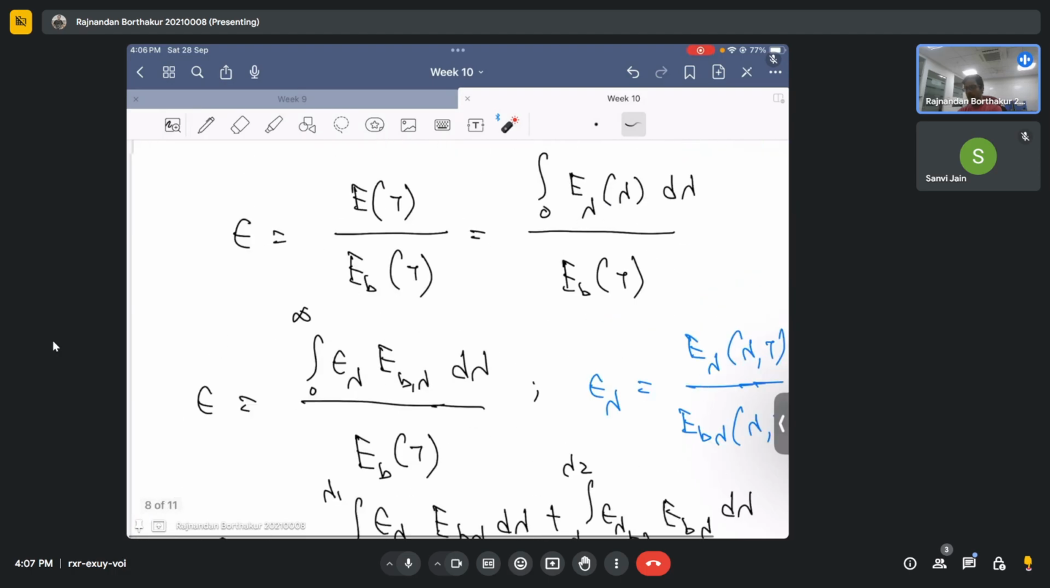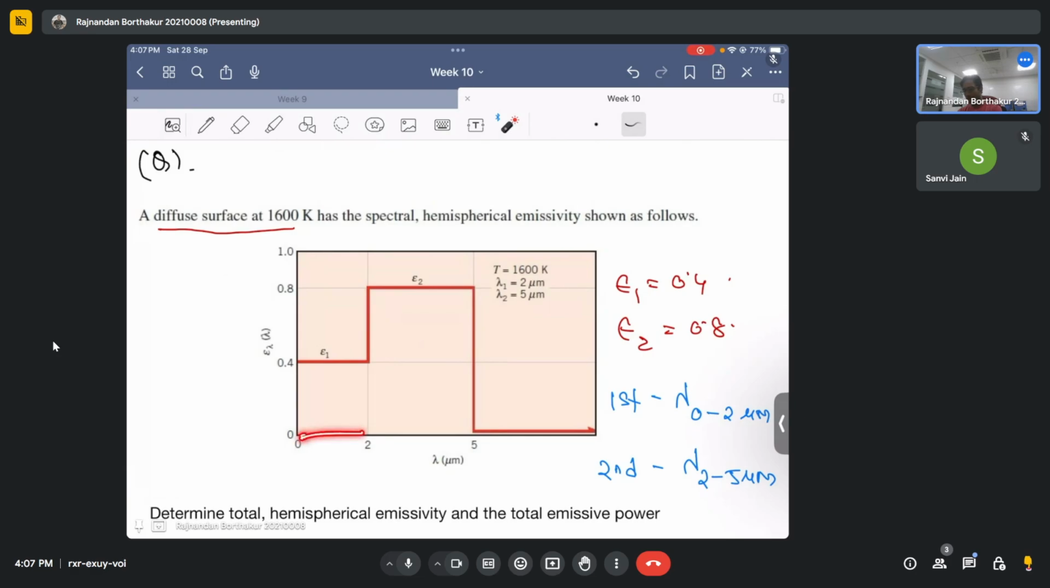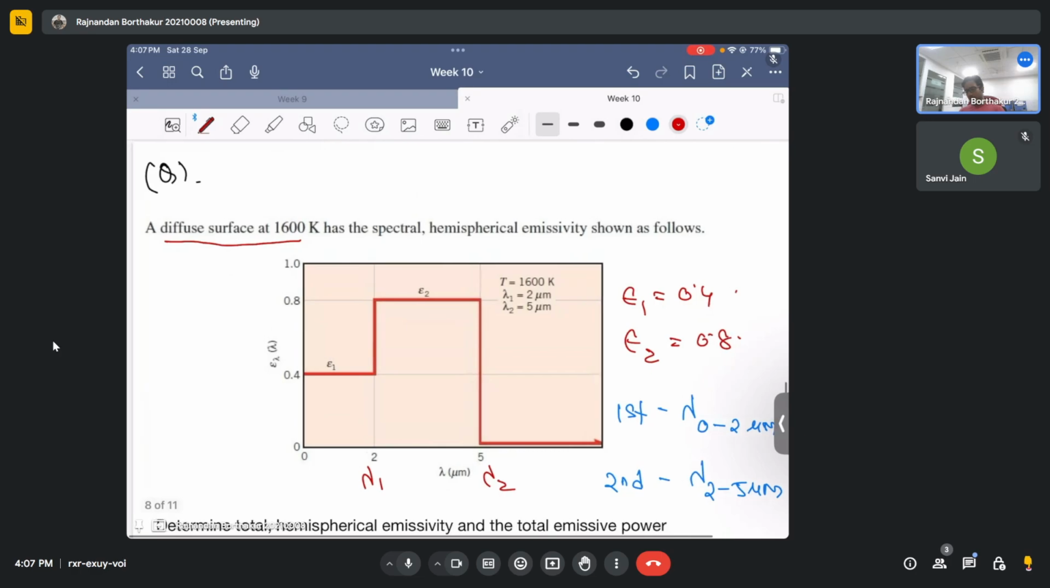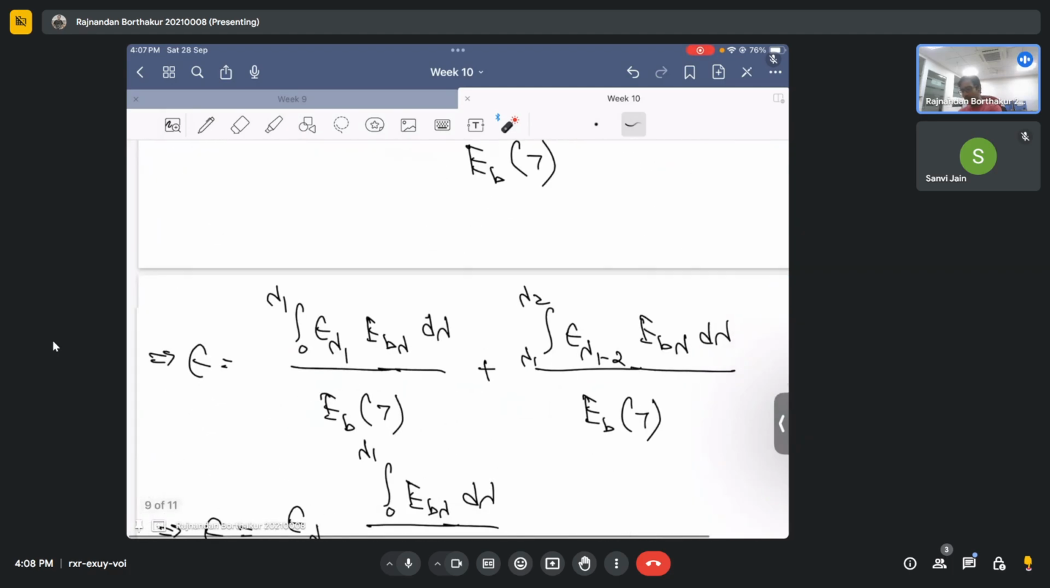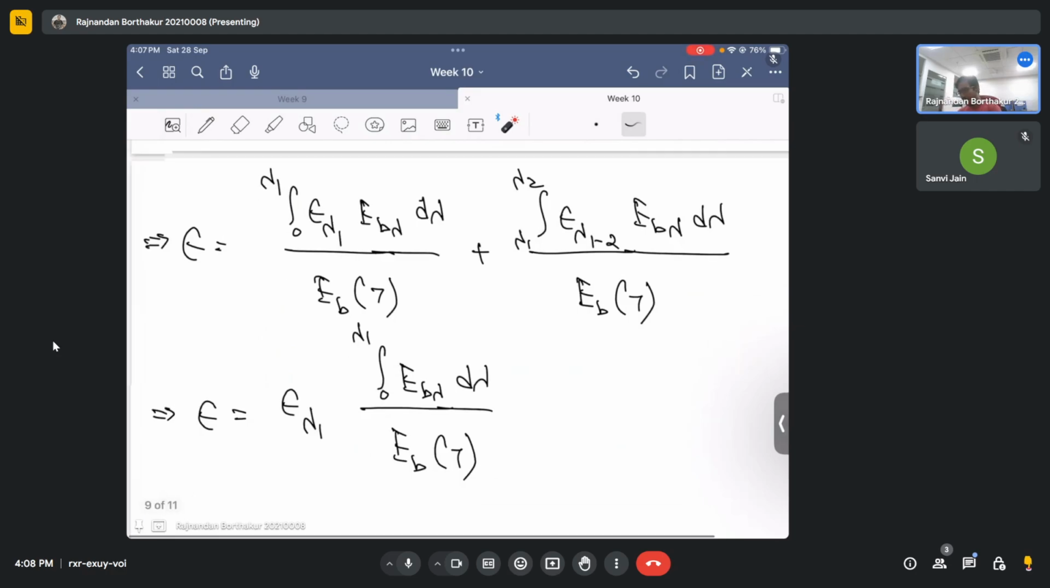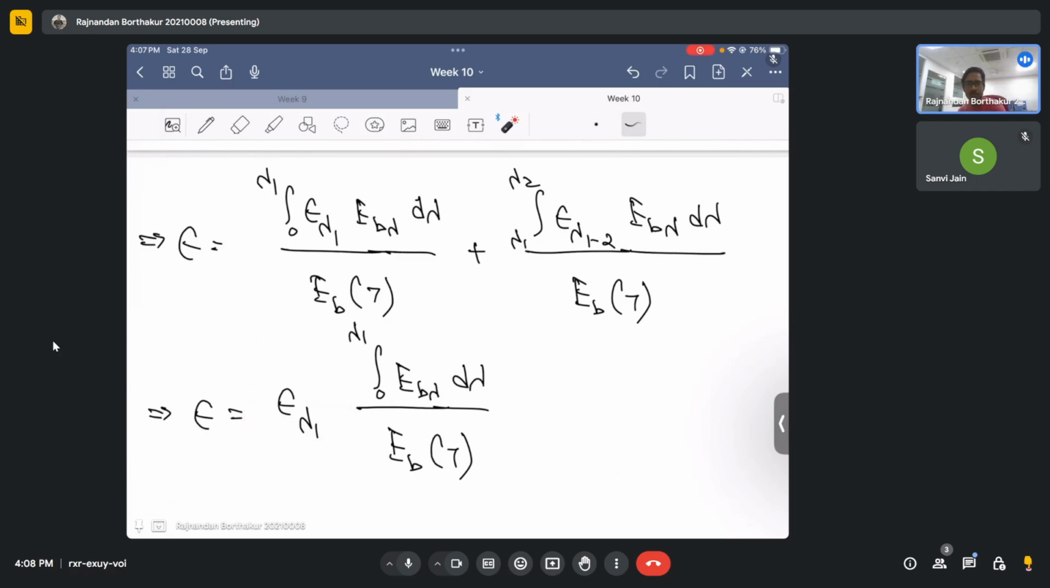For this answer, you need to closely observe this figure, what is happening between 0 to 2 micrometer, which is my lambda 1 to be precise. So this is your lambda 1 and this is your lambda 2. When I move from 0 to lambda 1, my spectral emissivity is not a function of lambda, it's just a constant. Although in the total range it shows a variation with wavelength, in this zone from 0 to lambda 1 my spectral emissivity is just a constant, which means I can take it outside this integral. Is it clear?